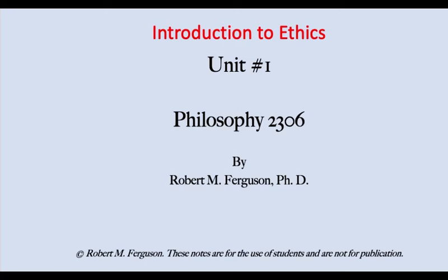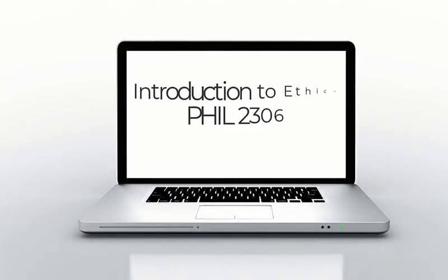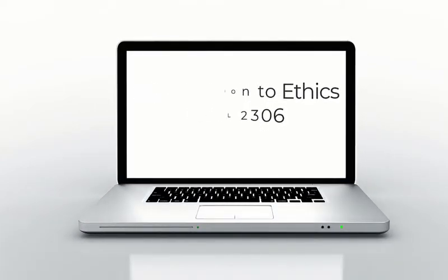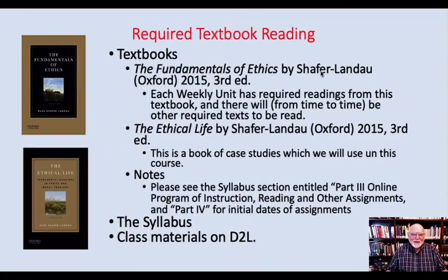This is unit number 1 of Introduction to Ethics, Philosophy 2306. Throughout this course we will be looking at theories and reasoning associated with the academic study of ethics. In this introductory unit we're going to look at the requirements for the course, look at the textbook, and make some introductory remarks about the study of ethics, particularly academic ethics, and make some distinctions. First and foremost, let's talk about the textbooks.